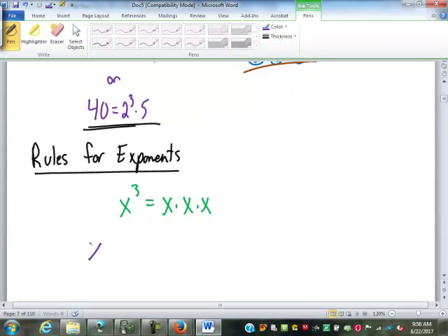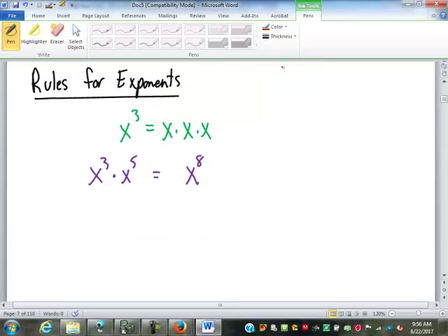And we said that if I had x to the third times x to the fifth, what did I get? X to the eighth. We are multiplying, but the appearance is that the powers just get added together. Because x to the third is 3 x's multiplied together, and x to the fifth is 5 x's multiplied together. If we multiply them all together, we now have 8 x's being multiplied together.